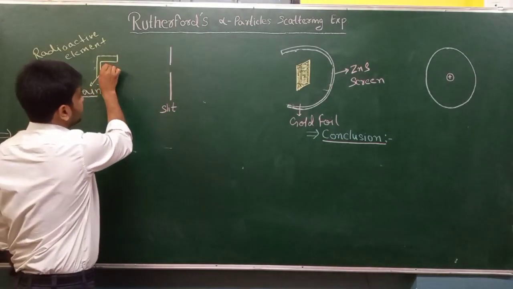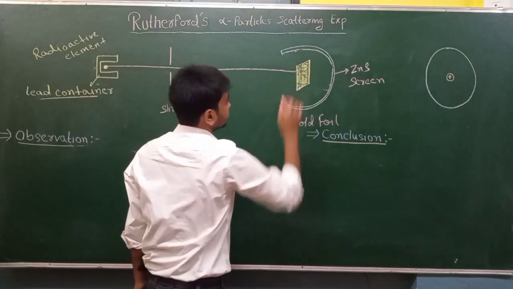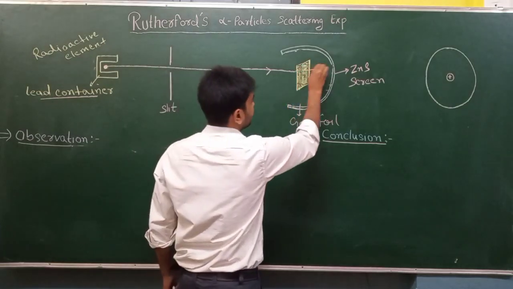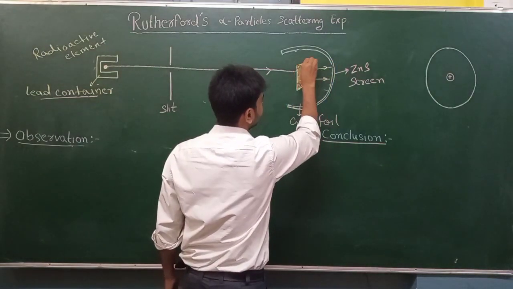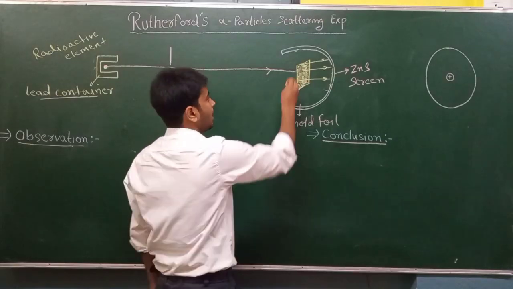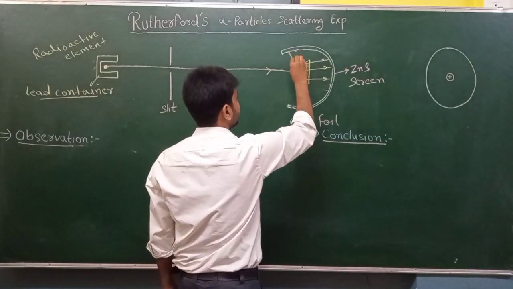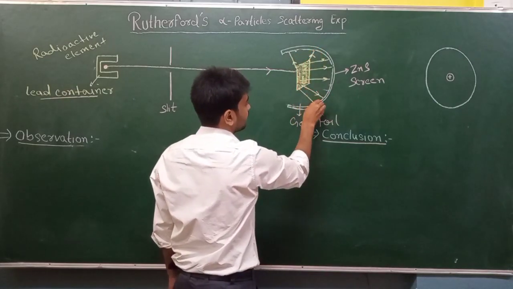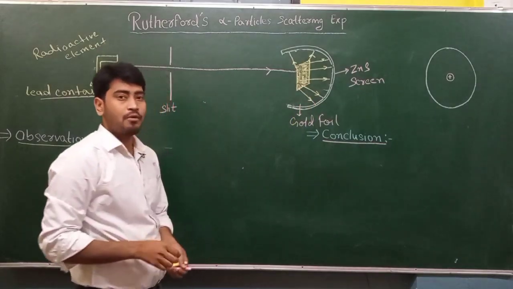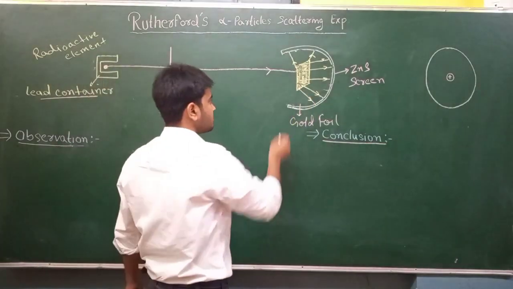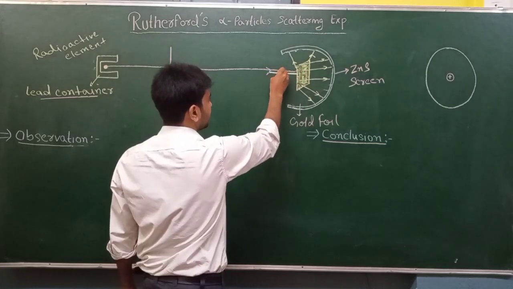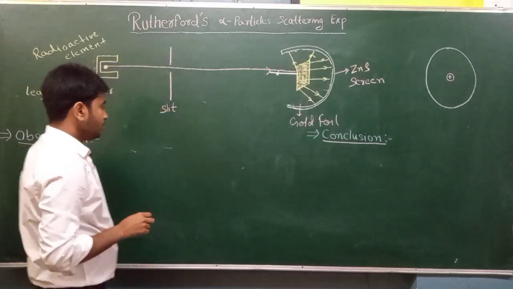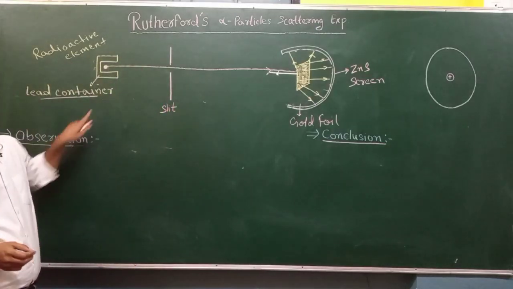After the bombardment we can see that most of the alpha particles pass through the gold foil, and some of the alpha particles are deflected with a small angle deviation, and 1 out of 20,000 alpha particles comes back along the same path, at 180 degrees. Okay, then after this experiment we have some observations.